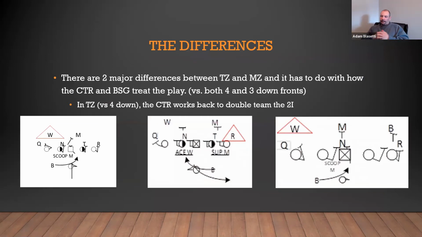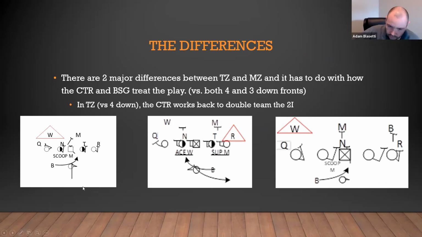Now, schematically, again, we talked about it, but there are two major differences between tight zone and mid zone. And it has to do with how we treat the center and the backside guard and how they play it, both for 3 and 4 down fronts. In tight zone versus a 4 down front, the center will always work back to double team the nearest 2i. So as in the middle drawing, if we're working versus a weak front, then he's always going to go to the play side and work a double team with the guard.